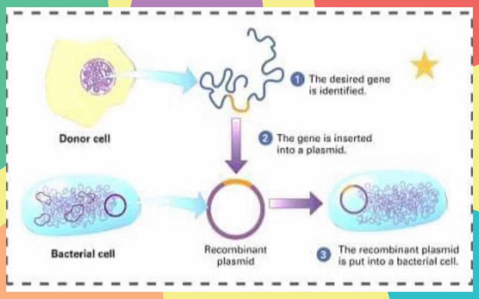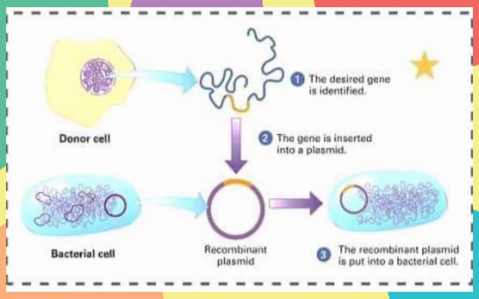The resulting recombinant plasmid can be introduced into host cells, such as bacteria, for replication. This technique is widely used in genetic engineering to produce proteins, study gene function, or create genetically modified organisms.